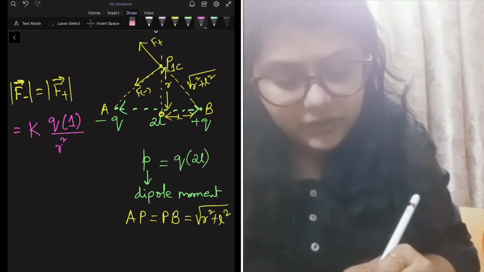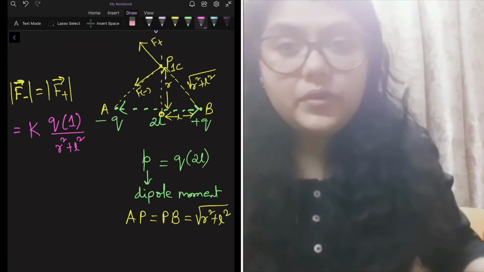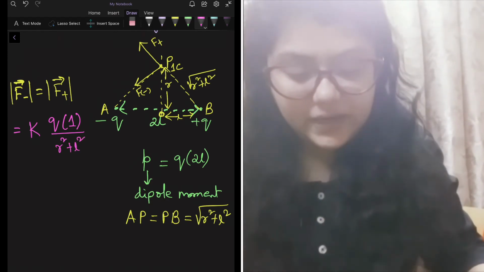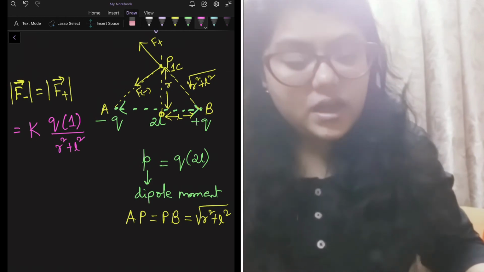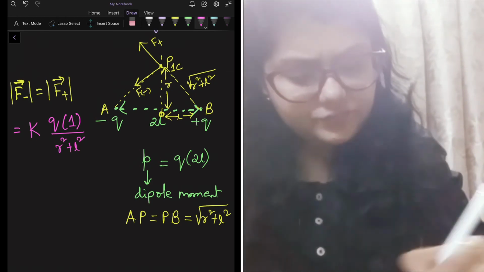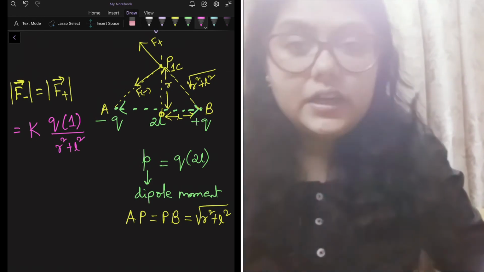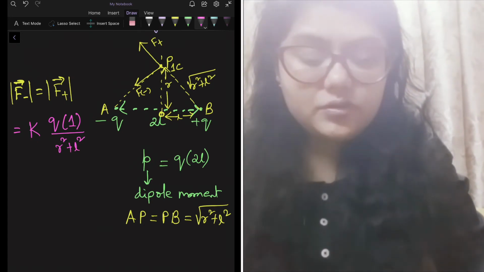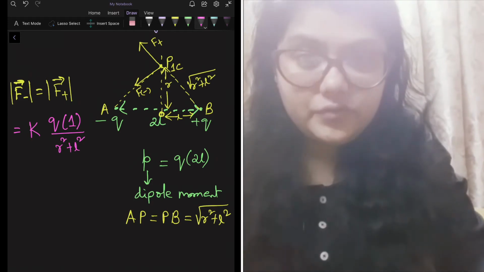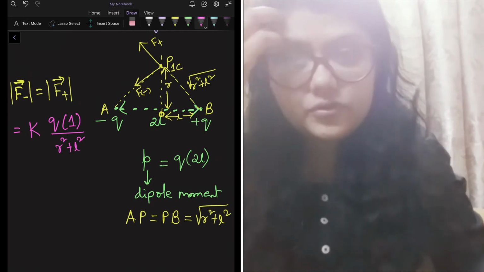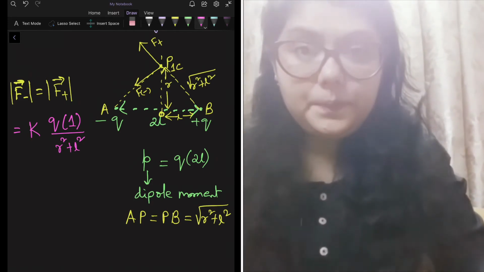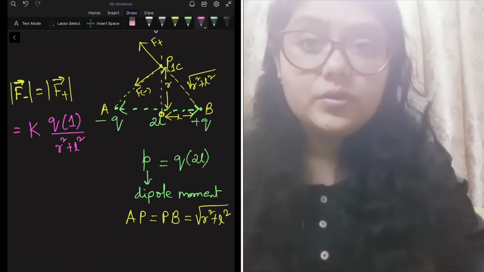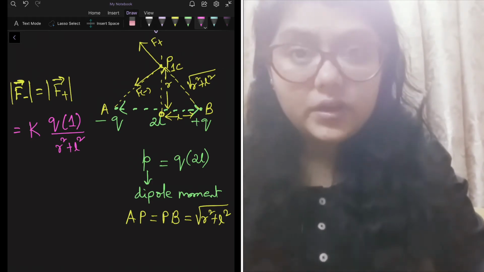AP is distance square, so R plus R square plus L square. This is the magnitude of the force. Now if you see carefully, first of all there are two forces acting on this charge P, F minus and F plus. So I will have to add up both of these forces to calculate the net force acting on this charge P. I will have to add them vectorially because force is a vector quantity.